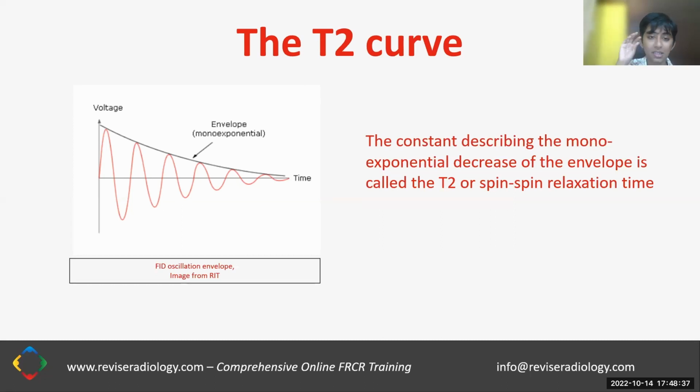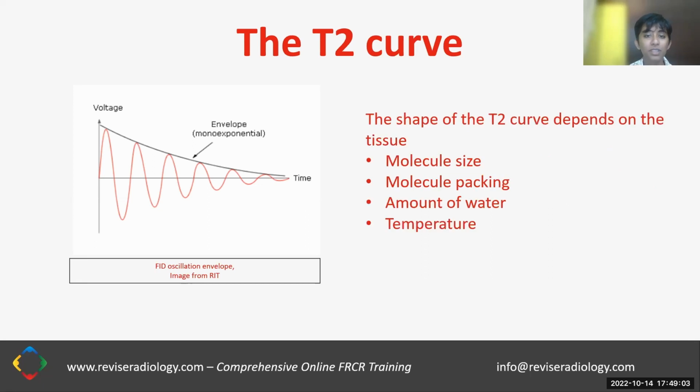So we'll say this tissue has a particular T2, this lesion has a particular T2, this bone has a particular T2. It depends on how quickly the spins dephase. That's what describes the T2 curve. So we have a number which describes the curve, and that number is what we show on the image. The shape of the T2 curve depends on molecule size, molecule packing, amount of water, and temperature, because it's the magnetic fields which are around which interact with it.